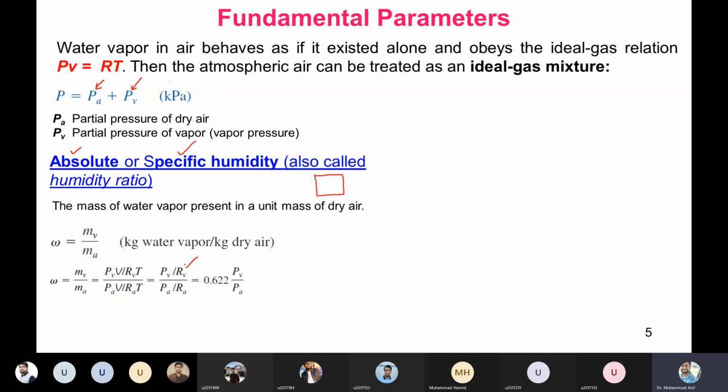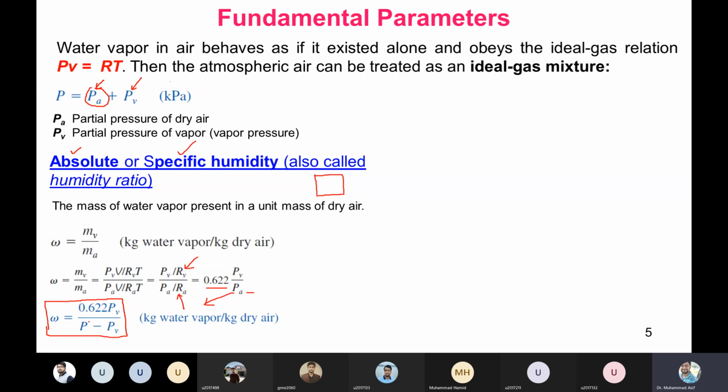As in the first slide, I showed you the value of the RV, and we can also calculate the gas constant for the dry air. So if we put these constants, then we get another constant, and the value of that constant is 0.622. And then we'll have PV divided by PA. So this is our relation for the specific humidity, right? This PA will be equal to P minus PV. So we can replace this PA with P minus PV. From here, we can calculate specific humidity.